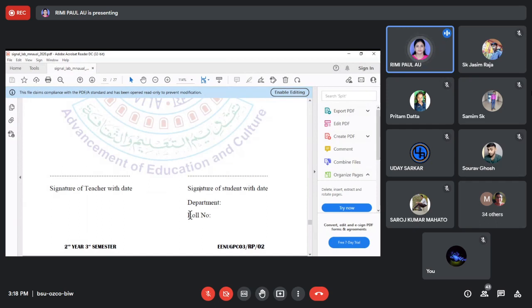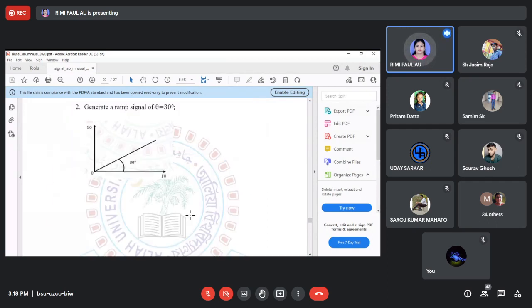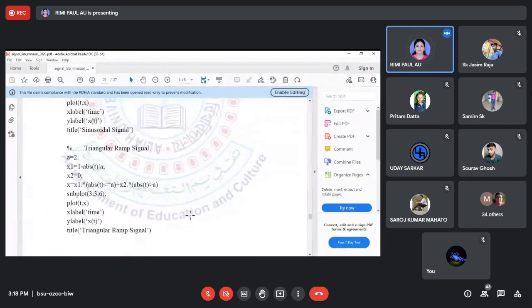You just have to write the program, you will get the plot, you have to submit the plot, and whatever program you write in your MATLAB, just copy from this. Because sometimes students write, suppose, 1 minus abs t by a, but they did not put the bracket, so it will be wrong, you will get an error. So if I see the program, I can easily find out where the error is, because this is my experience.